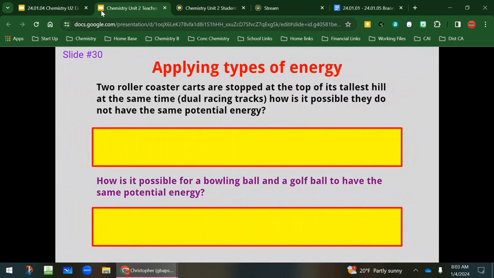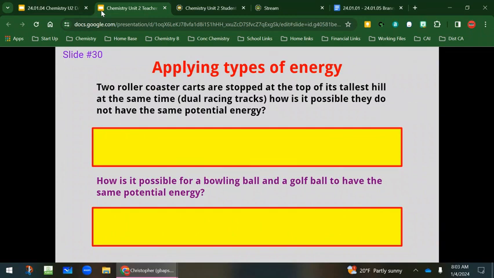So two roller coasters are stopped at the top of the tallest hill at the exact same time. So it's dueling racing roller coasters, two tracks side by side. They are stopped at the top of the hill. How is it possible that they not have the same potential energy?